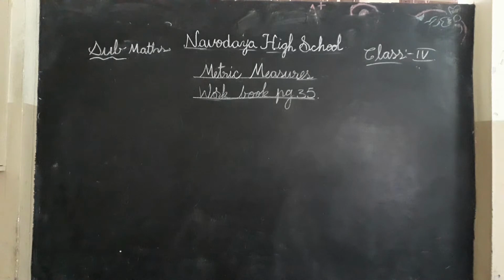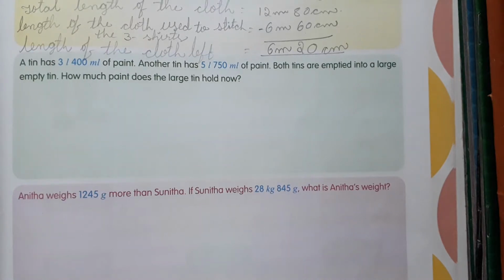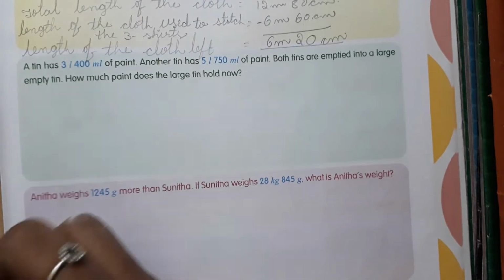In the previous video we have completed page number 35, one word problem, children. There are three more problems. Let us do them. Open your workbook page number 35.